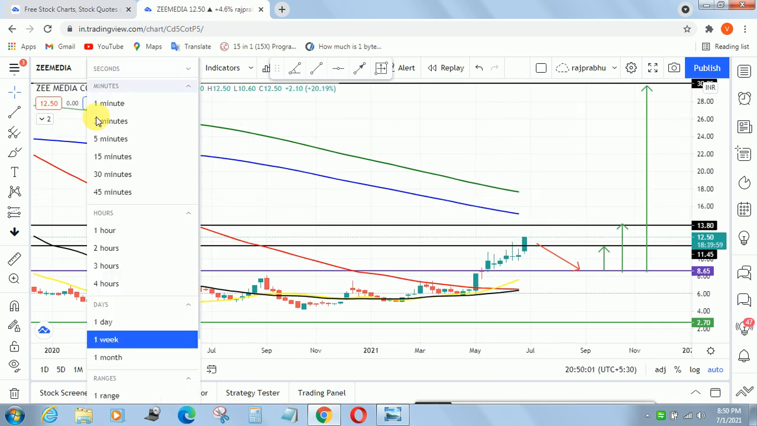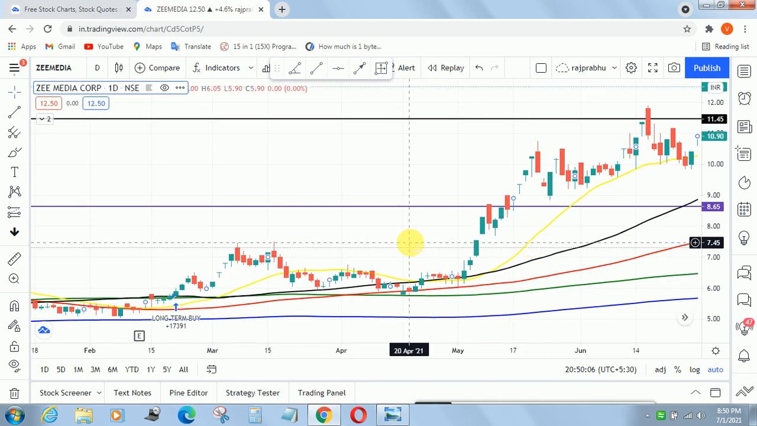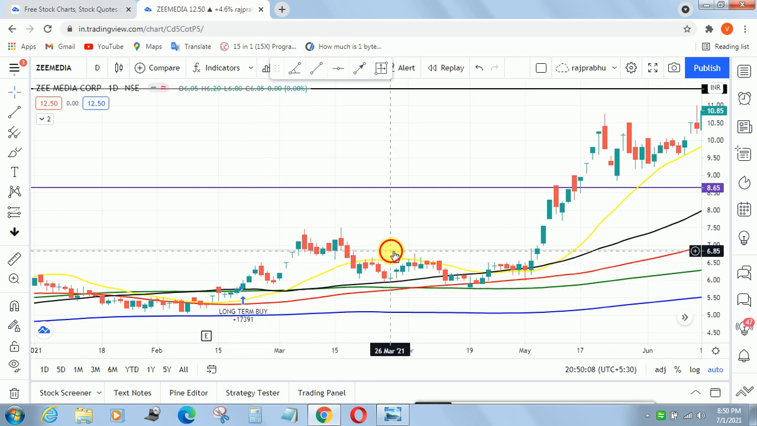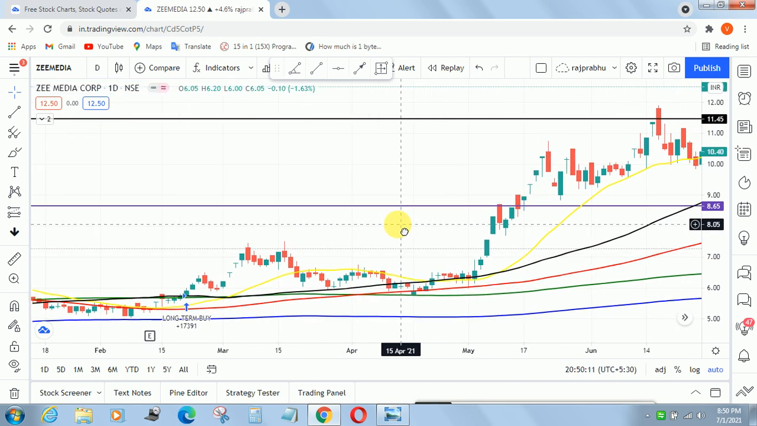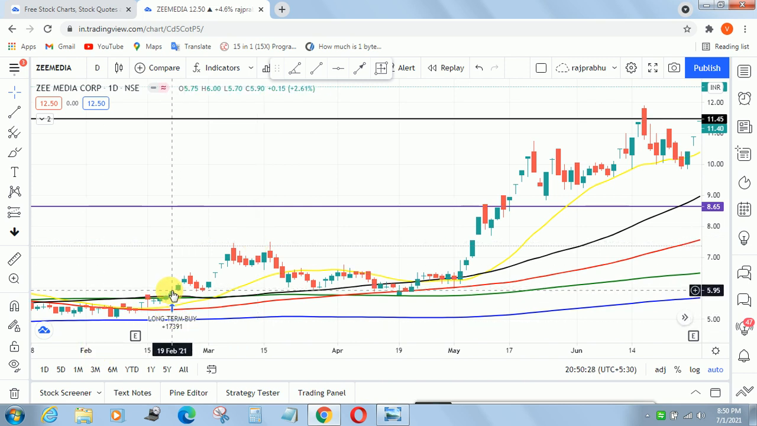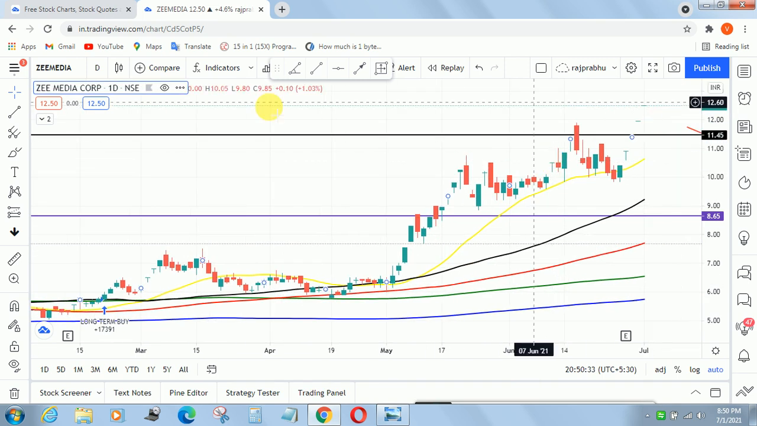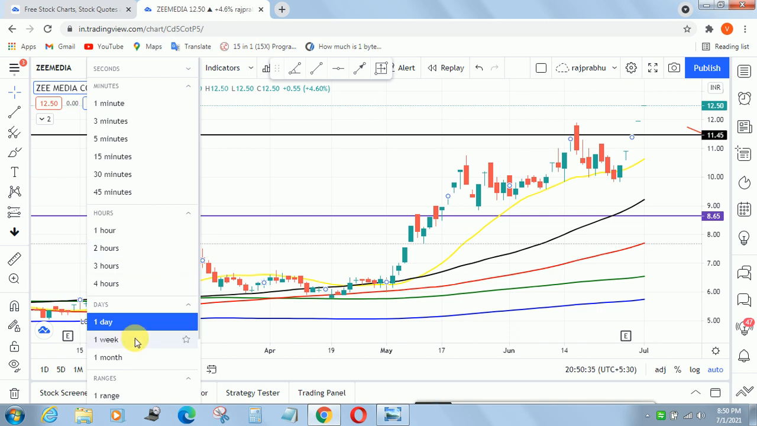Okay, we can minimize to the daily time frame. In the daily time frame it gives a long signal. This indicator works in the daily time frame and weekly time frame, so we can use it on daily and weekly charts to get instant signals. See here, this is a long term buy at the price of 590. Right now the price is trading at 12.50. I'm going to show you in the weekly chart.